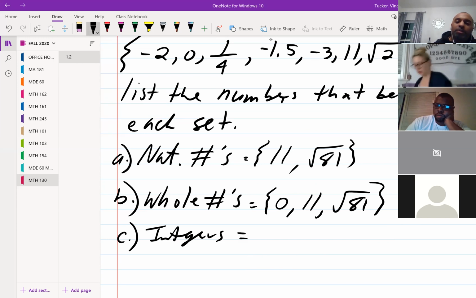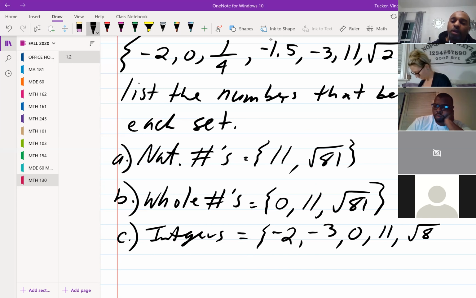All right, integers. Remember, integers involve negative numbers. No decimals, no fractions though. So we would do the -2, -3, and we would use all of our whole numbers, 0, 11, square root of 81.